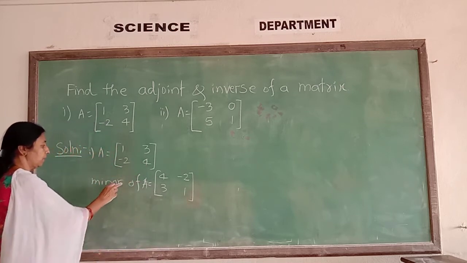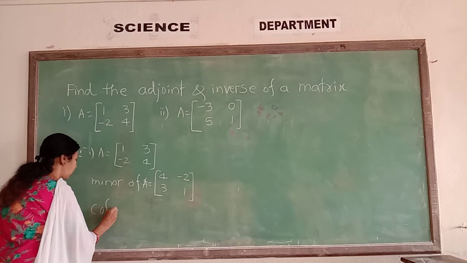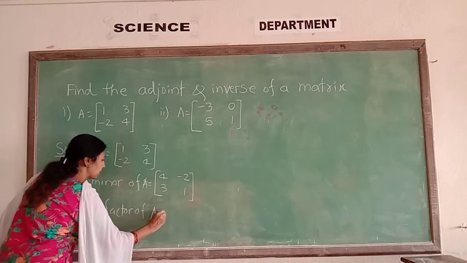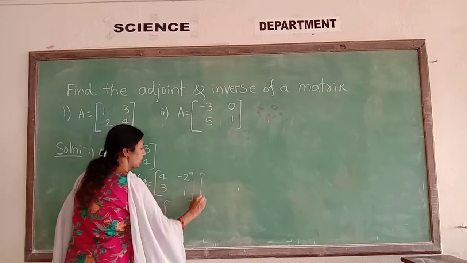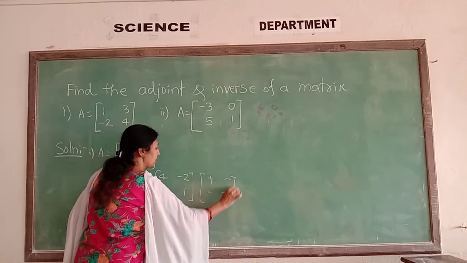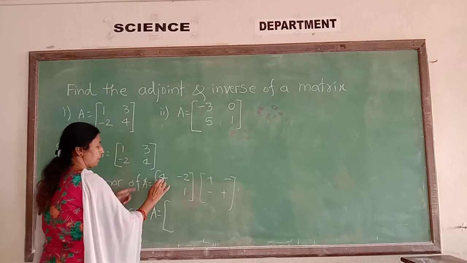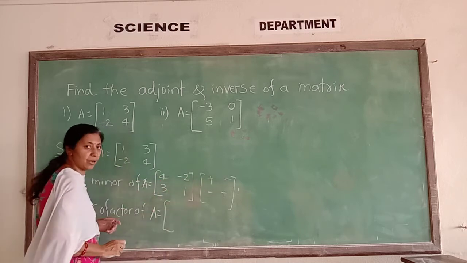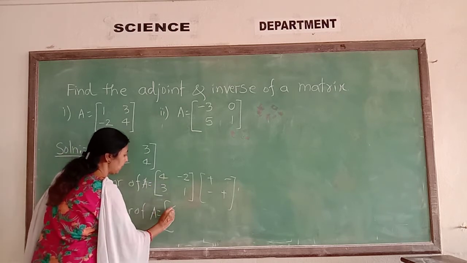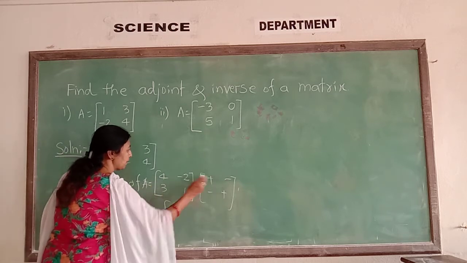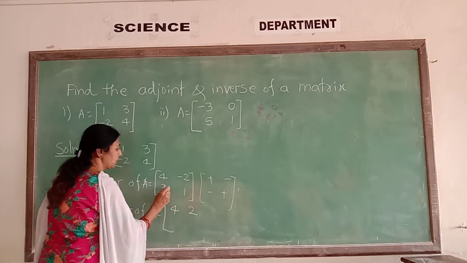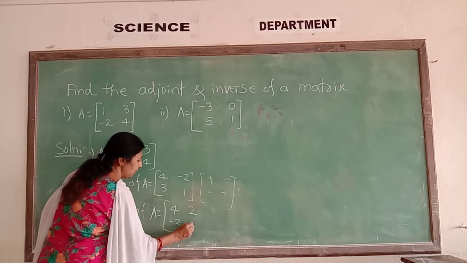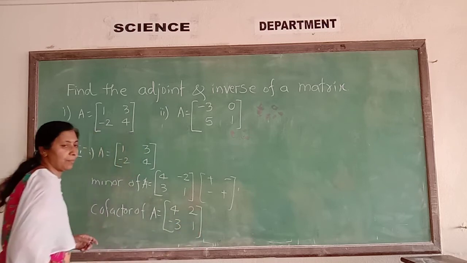Now I have to write the cofactor of A, the cofactor of the given matrix. For that, you have to attach the plus and minus signs to each element: plus for this, minus for this, minus for this, plus for this, then you have to multiply. So plus into 4 is plus 4, minus into minus is plus 2. So this is the cofactor. 3 into minus is minus 3, 1 into plus is 1 only. So this is the cofactor matrix.